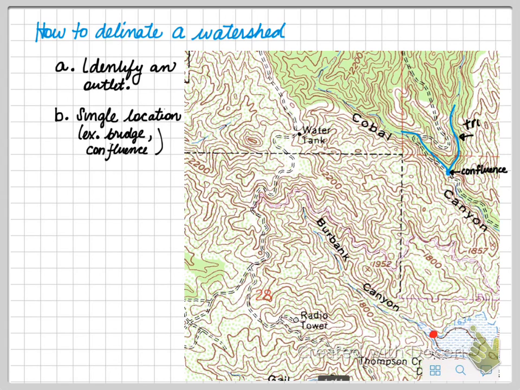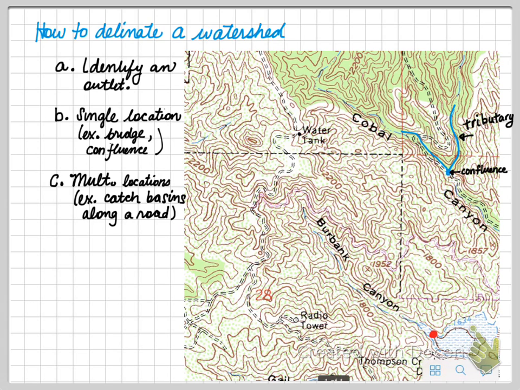Another term that you need to understand is a tributary. On this topographic map, the main stream I've highlighted is Cobalt Canyon. The stream that enters Cobalt Canyon is called a tributary. There are times when you may need to determine the flow rate at multiple locations. This might occur at catch basins along a road. You need to make sure that you have enough catch basins so the road does not flood. Catch basins will typically intercept the flow and divert the water into a storm drain.